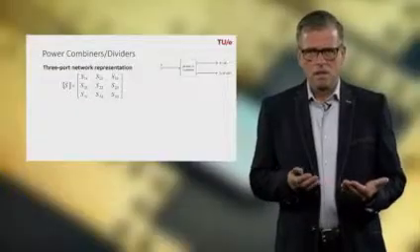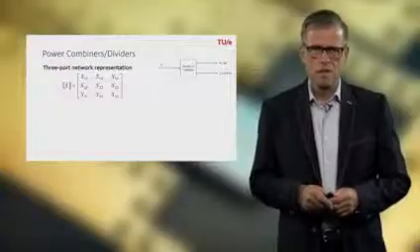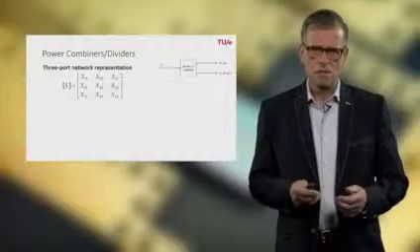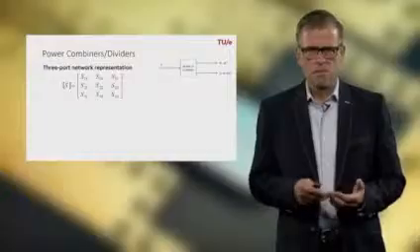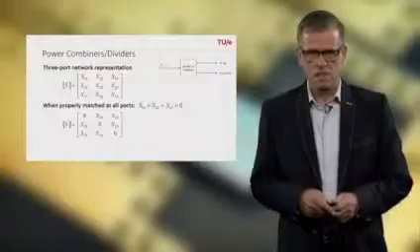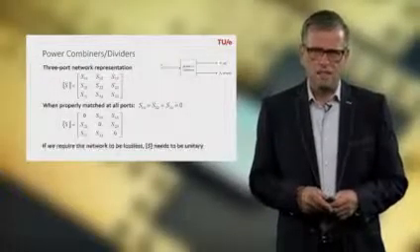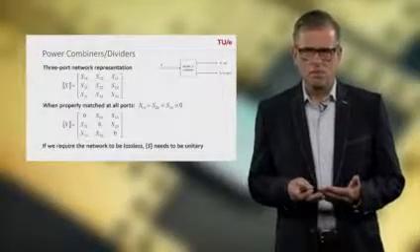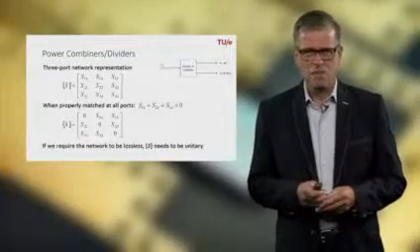Now, a simple 2-to-1 combiner, 2 inputs, 1 output, can be represented by a 3-port representation in terms of a scattering matrix, shown here. Of course, we often want the input and output ports to be matched, so that means that the diagonal components of the scattering matrix would be equal to 0. In that case, from a mathematical point of view, requiring the network to be lossless and reciprocal means mathematically that the scattering matrix needs to be unitary.